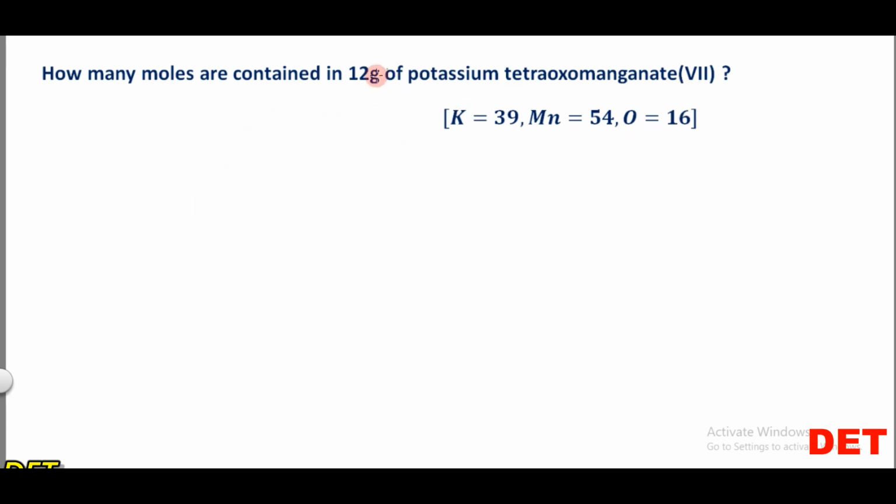So the first thing I would want to do here is to write the chemical formula for potassium tetraoxomanganate 7. The chemical formula for potassium tetraoxomanganate 7 is KMnO4. All right, this is the chemical formula. The next thing I would want to do is to look for the relative molecular mass of this compound.